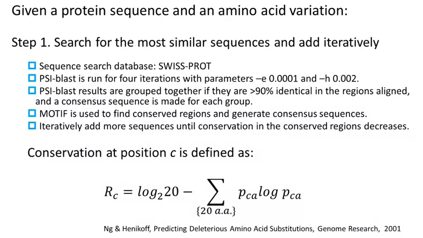Conservation at position C, R_C, is defined using information theory as log2 of 20 minus this sum over here. P_CA is the frequency at which amino acid A appears in position C. The product of P_CA and log P_CA is summed over all 20 amino acids at position C.